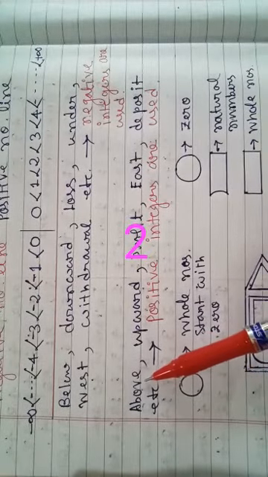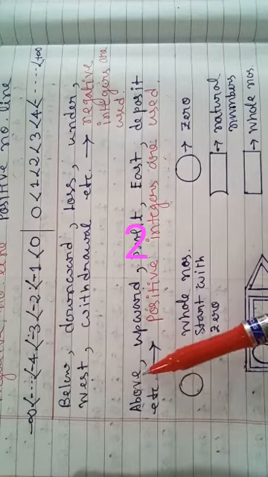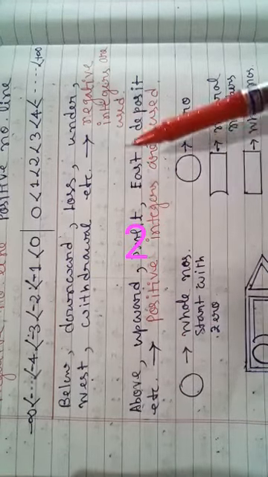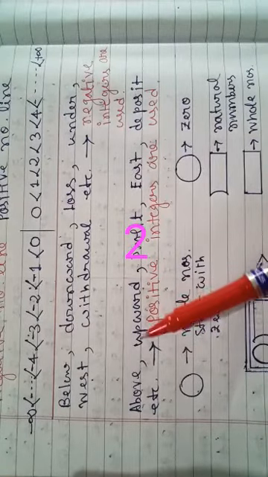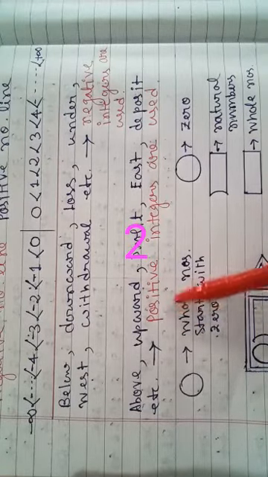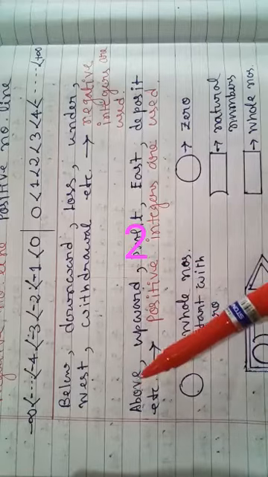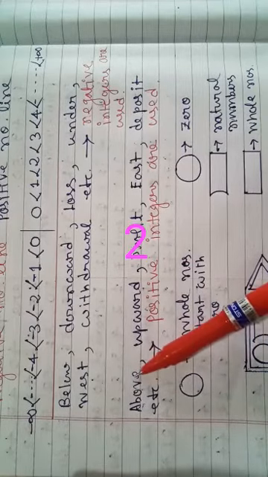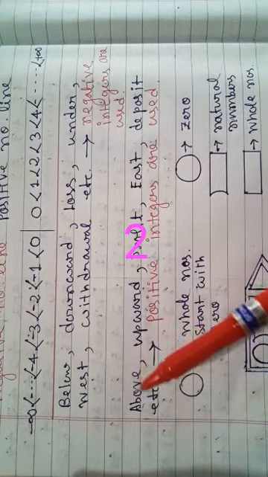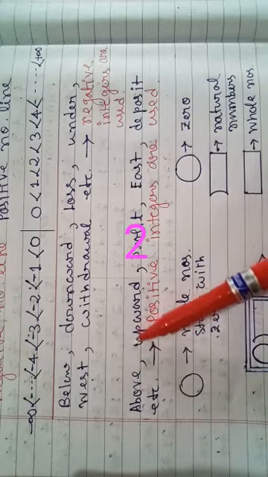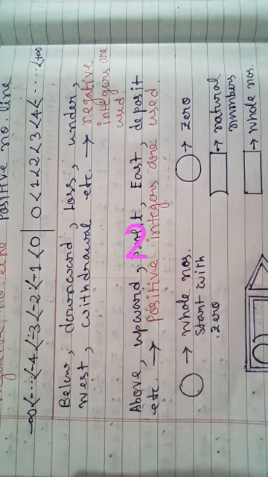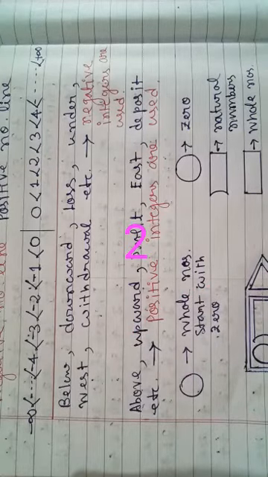Again, if you see words like above, upward, profit, east, deposit, etc. in a statement, in that case you will have to use positive integers. If you are asked to write down the integer for 200 meter above sea level, then that integer will be plus 200. Hope you have understood.